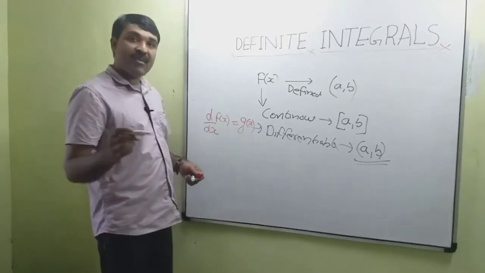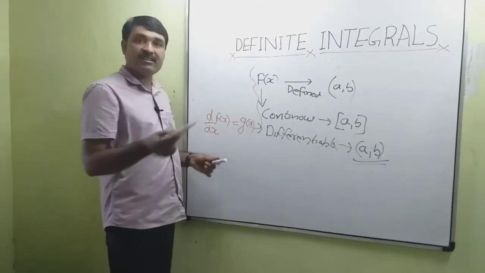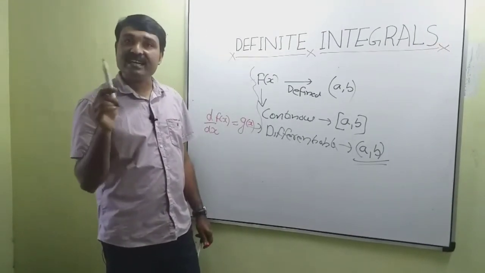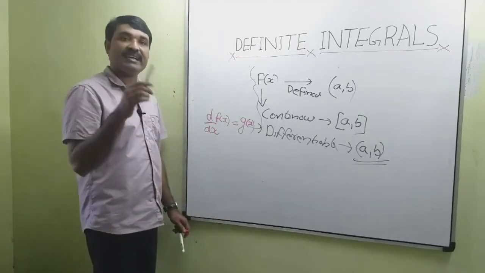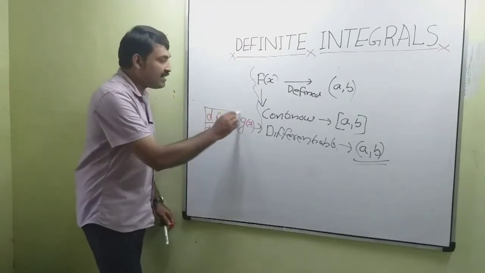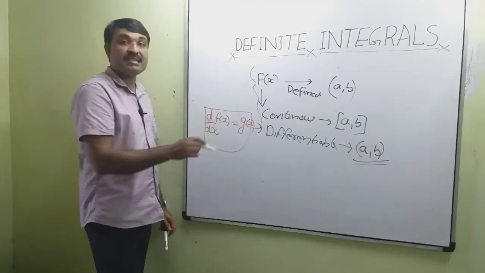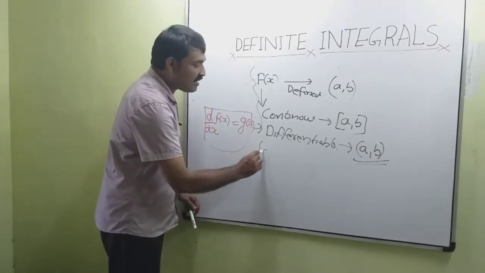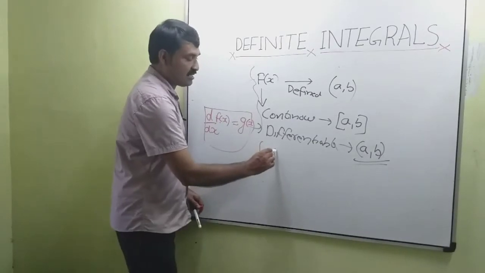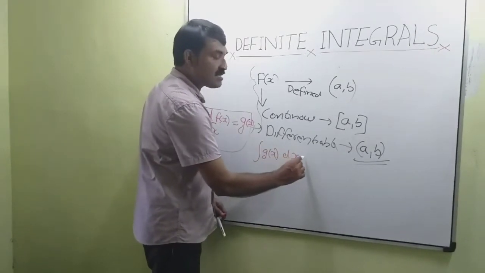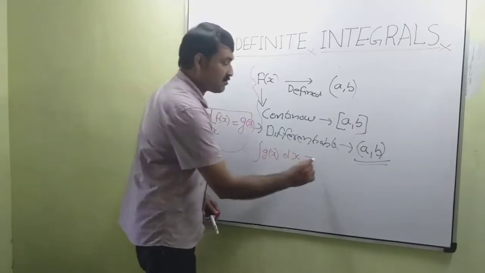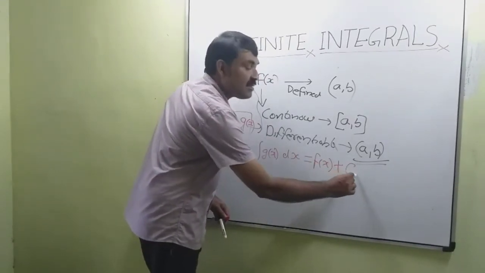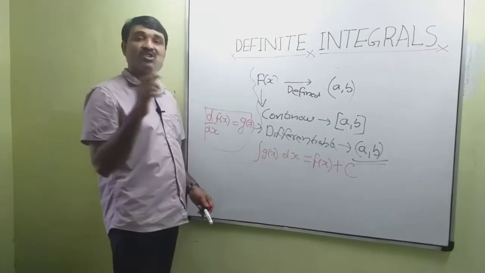If this function satisfies these three conditions, these conditions are called the fundamental principle of integration, or first principle of integration. And dy by dx of f of x is equal to g of x. Then we can write the integral of g of x dx is equal to f of x plus c, where c is a constant of integration.